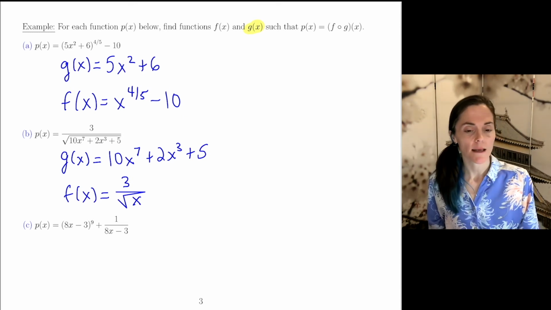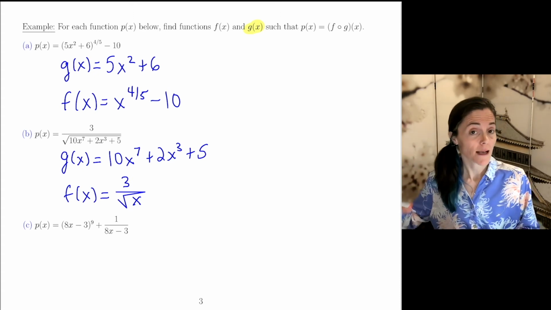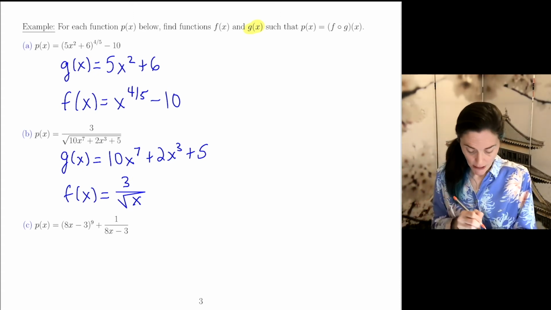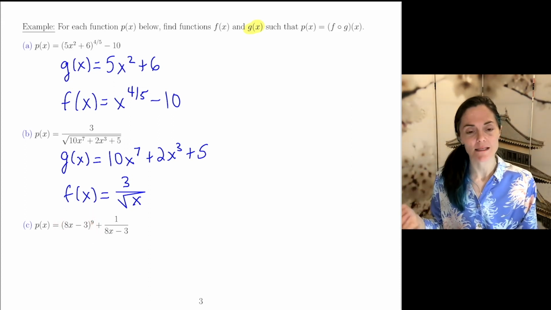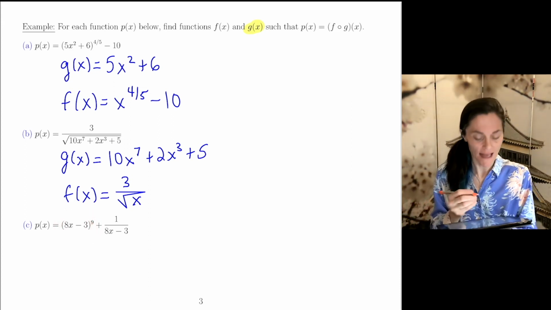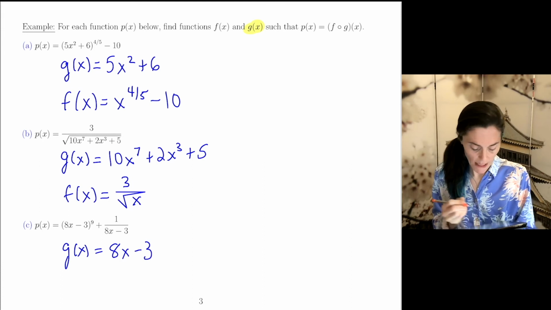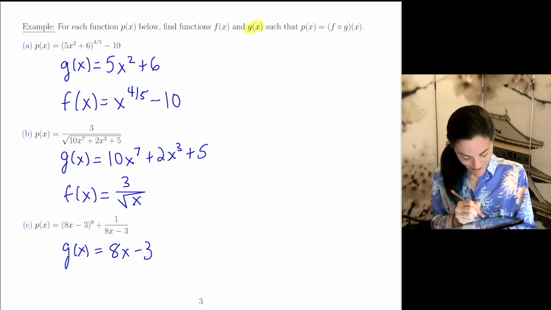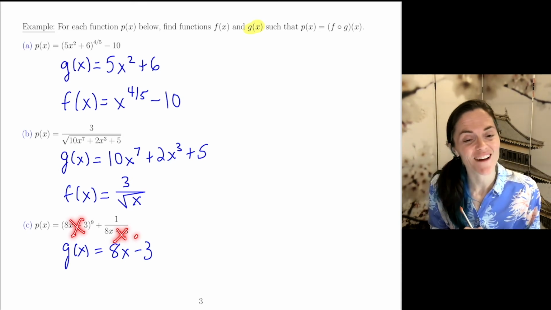Now, letter C. I see 8x minus 3 and 8x minus 3. I see it twice, and in particular, one of the times, I definitely see the parentheses. So I'm going to take 8x minus 3 as my inside function. My g of x is 8x minus 3. In my mind, I replace this with an x, and I have to do it both places, and then I can read off what I have.